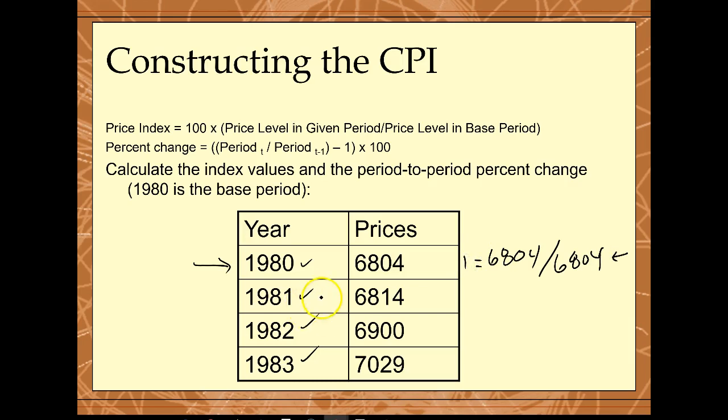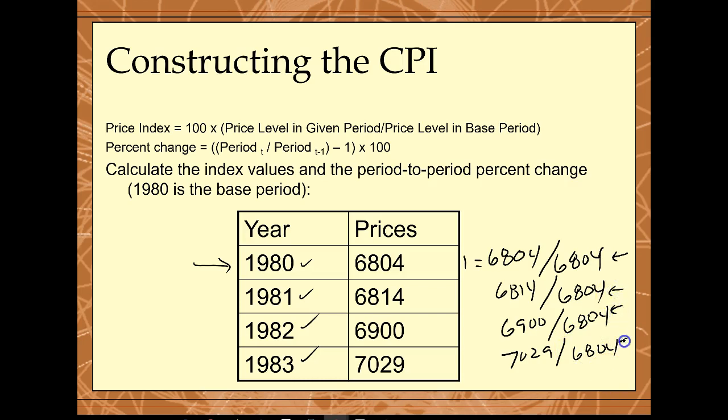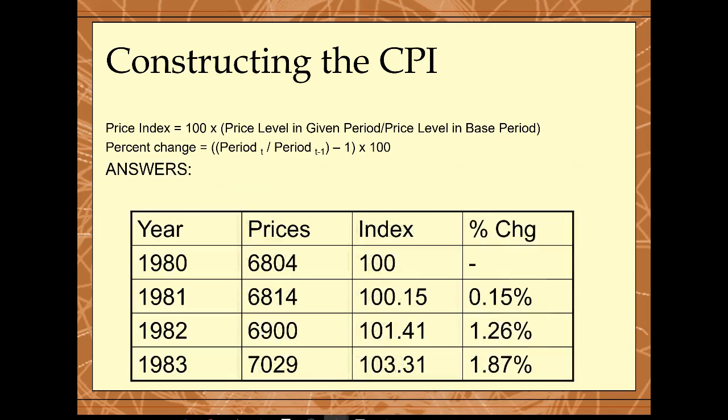Then for 1981, we take the 1981 value, which is 6814, and divide it by the base period, which is 6804. For 1982, it's going to be 6900 divided by 6804. And finally, 1983, 7029 divided by 6804. So you can see what we've done here is put the base period in the denominator. And we see that this gives us an index value.